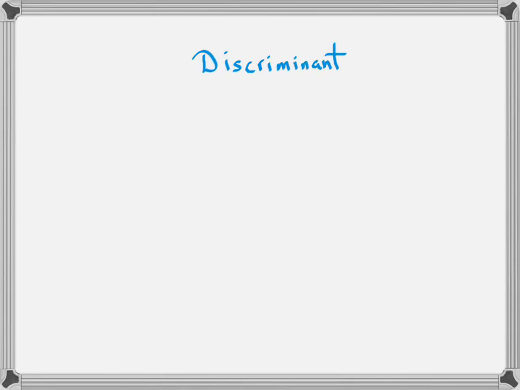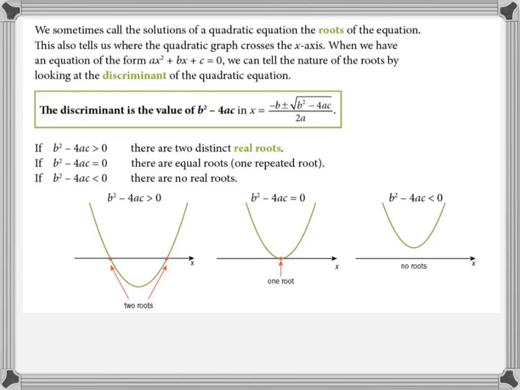Discriminant, another concept. What exactly is a discriminant? When we look at the quadratic formula, the expression inside the square root is called the discriminant. If the expression inside the square root is positive, you end up with two values. If the expression inside the square root is 0, you only end up with one solution. If the expression inside the square root is negative, you end up with 0 solutions.